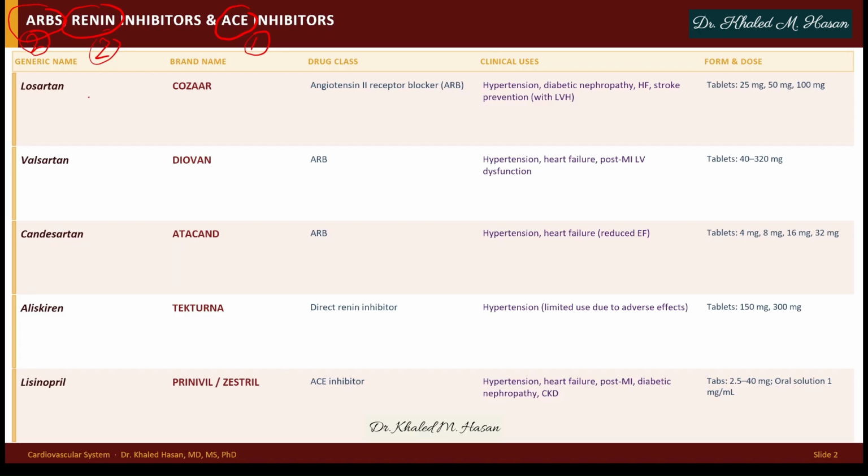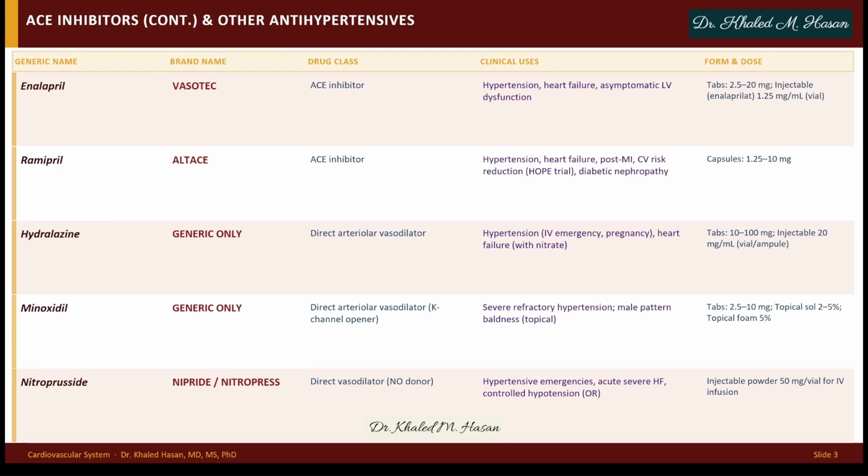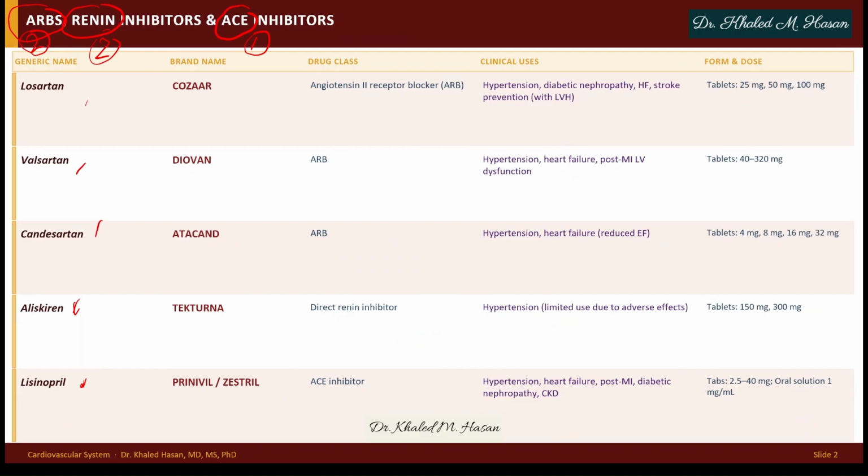We have losartan, valsartan, which belong to the ARBs. Then we have candesartan, which belongs to the ARBs. Aliskiren belongs to the renin inhibitors. Then we have lisinopril, which belongs to the ACE inhibitors. So this is a brief example of what we have. Next, we have the remaining medication. Losartan, brand name Cozaar, an angiotensin 2 receptor blocker.